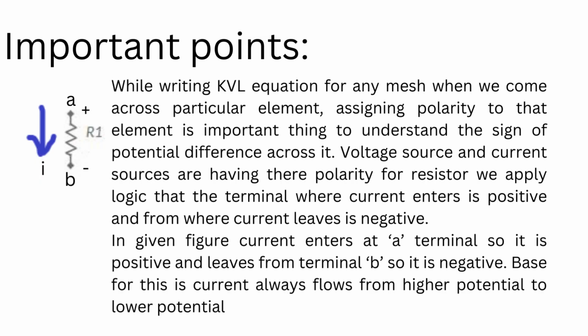While writing the KVL equation for any mesh, when we come across a particular element, assigning polarity to that element is an important thing to understand the sign of the potential difference across it. Voltage sources and current sources have their own polarity. For a resistor, we apply the logic that the terminal where current enters is positive, and the terminal from where current leaves is negative. In the given figure, current enters at terminal A, so it is positive, and leaves from terminal B, so it is negative. The base for this is that current always flows from higher potential to lower potential.